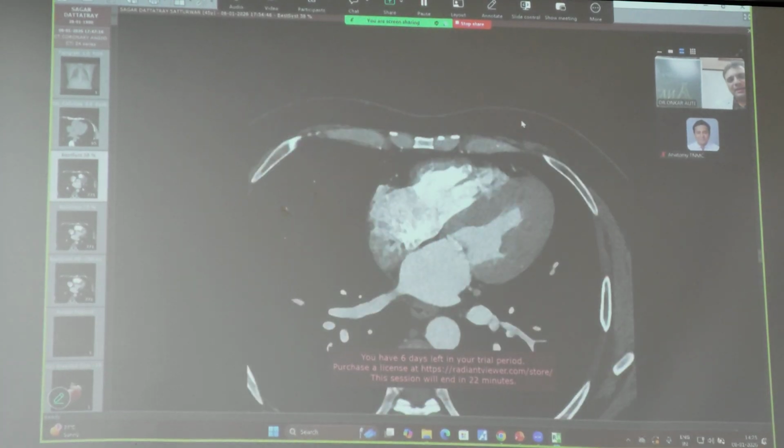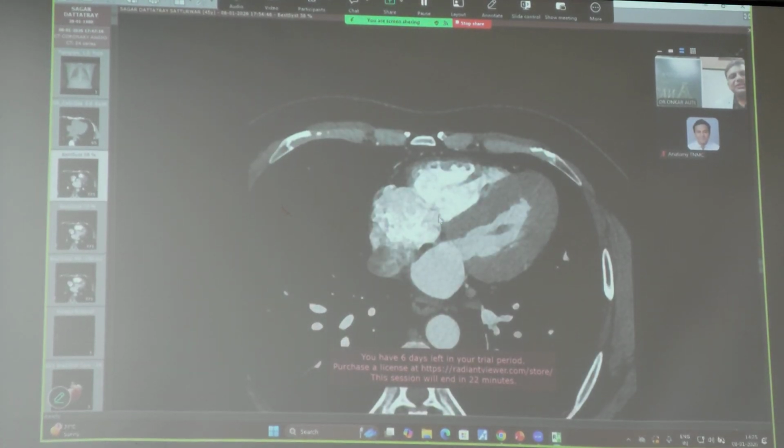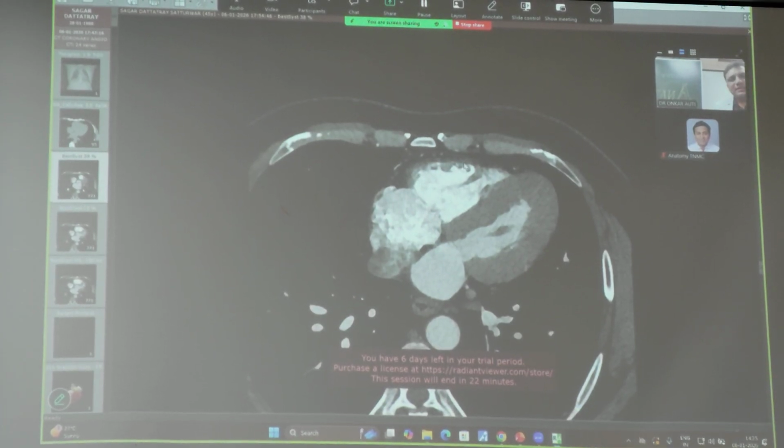Okay, and then this right atrium is connected to which chamber of the heart? Right ventricle. So this is the right ventricle. You can see the position of this right ventricle, which is anterior.